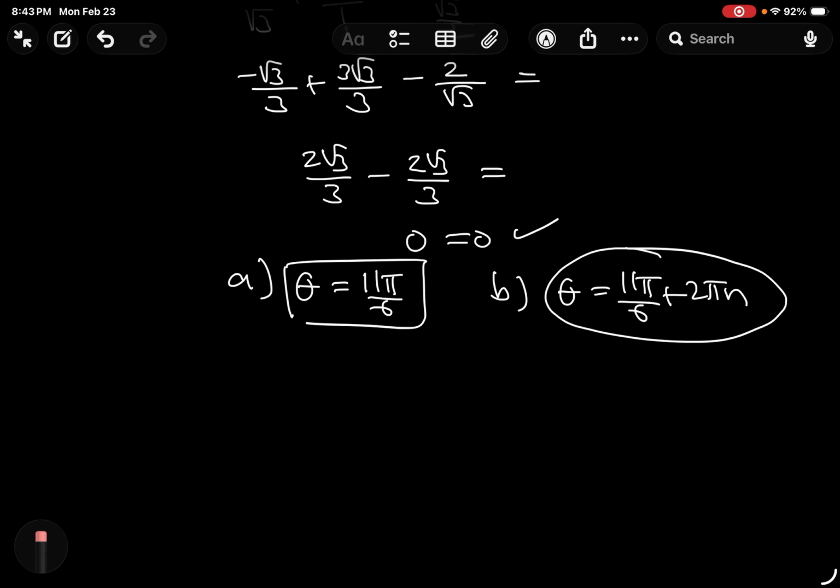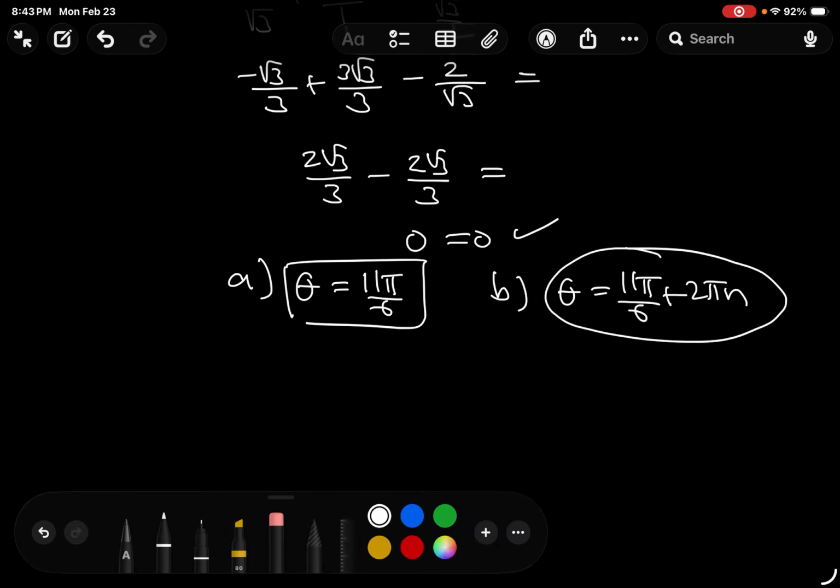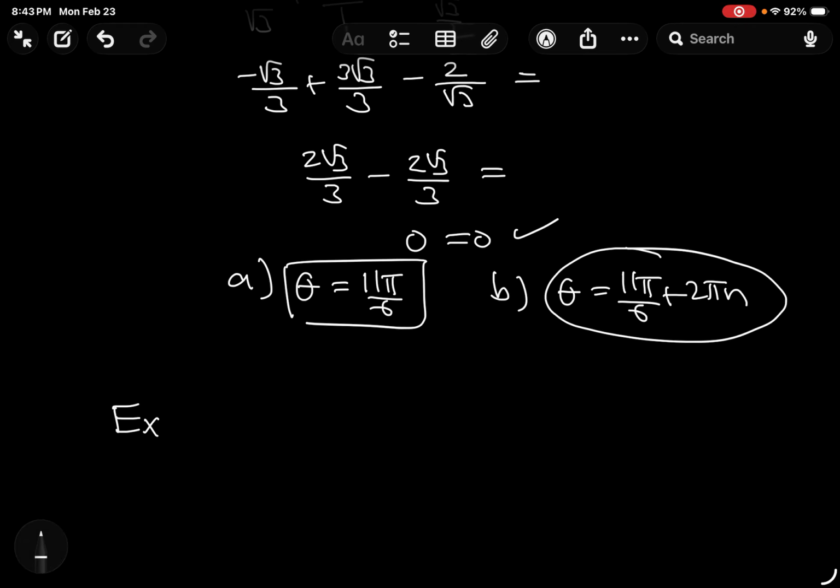Okay, so example number 6. I'm not going to explain it to you in the video over here. I want you guys to try this on your own. Okay, so 1 minus cosine of theta minus square root of 3 times sine of theta is equal to 0. So try this on your own, right? Isolate a single trig function. You can isolate the sine theta or you can isolate the cosine. Okay, so either solution would work.